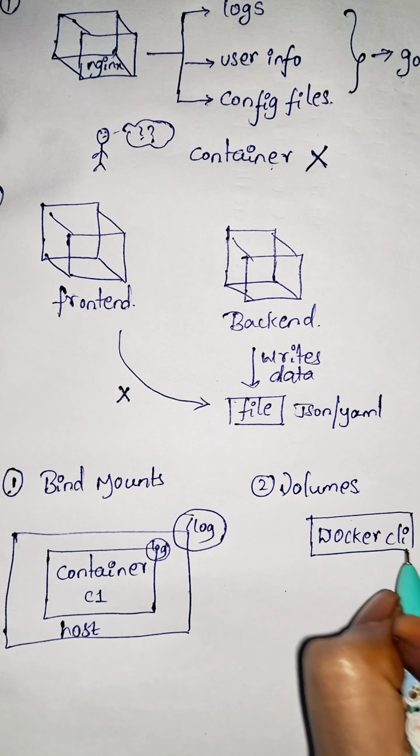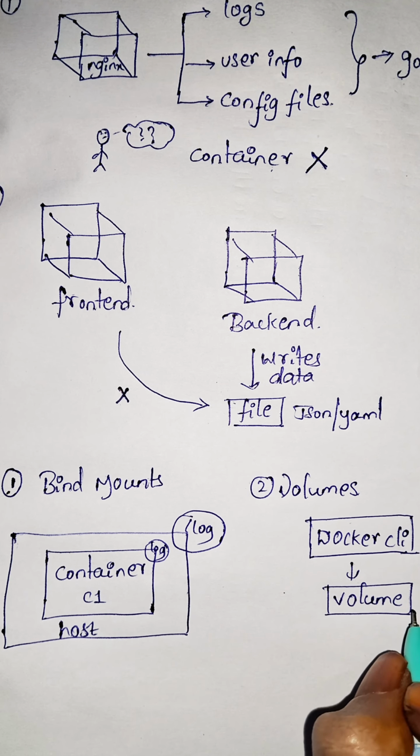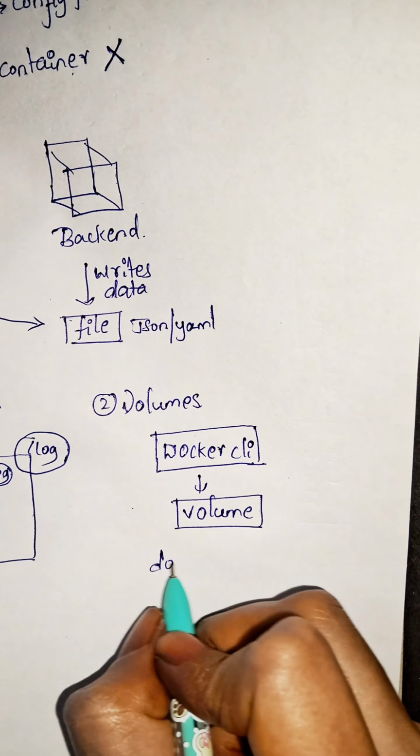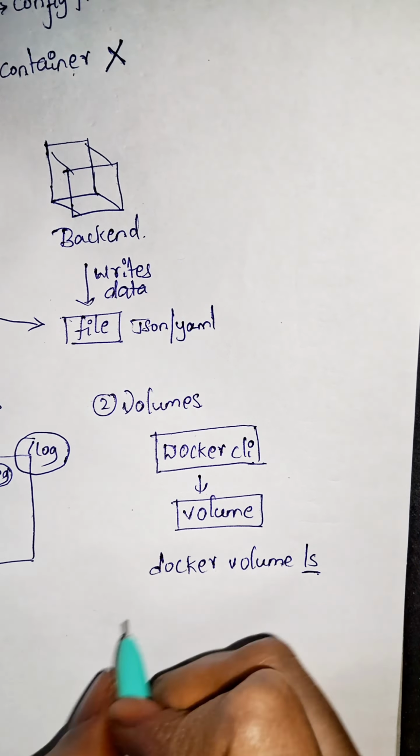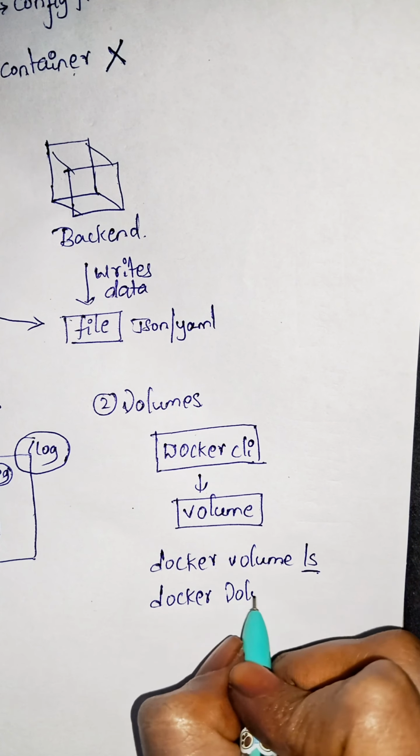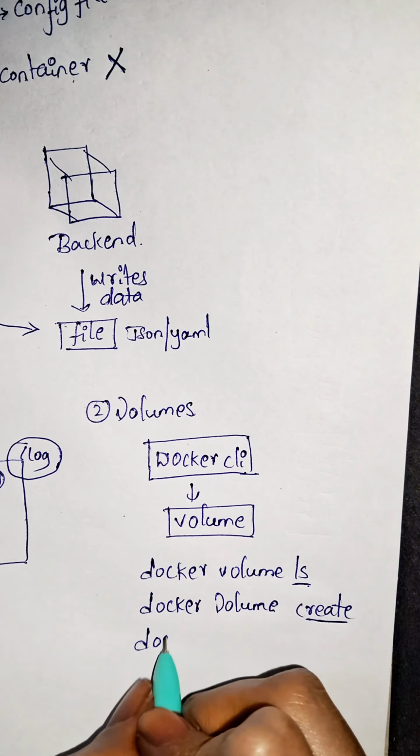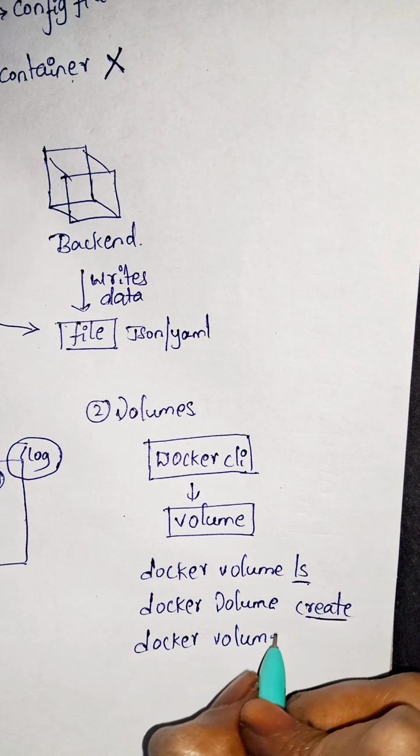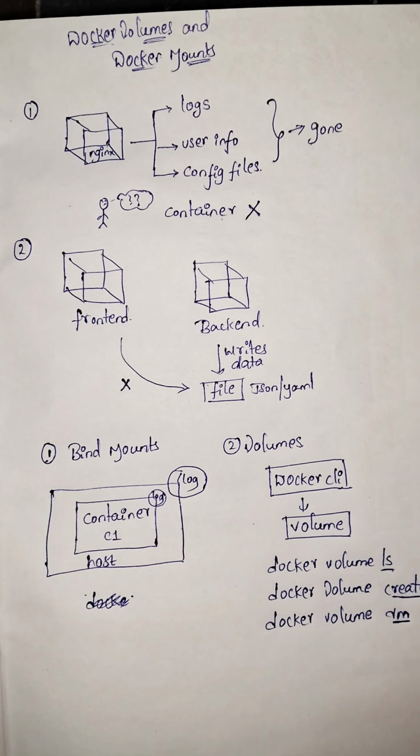Using the Docker CLI, you can create volumes. We have different Docker commands, like docker volume ls, which lists the current volumes. Then we have docker volume create, which creates a new volume. Then we have docker volume rm, where rm means to remove the current volume. So that's the whole thing.